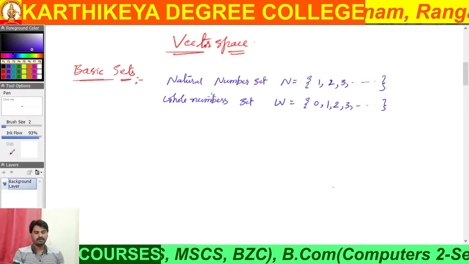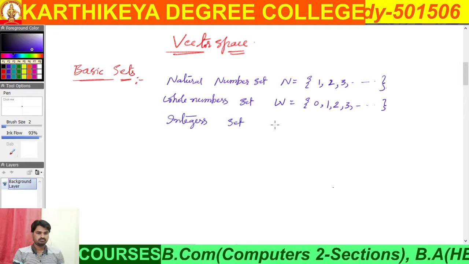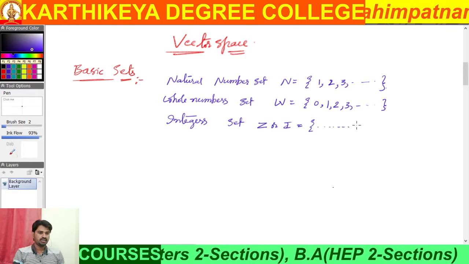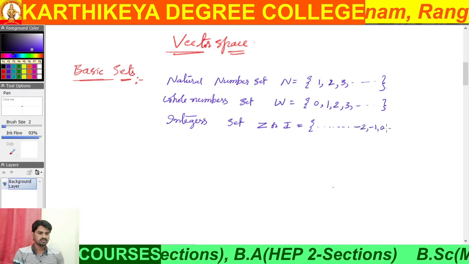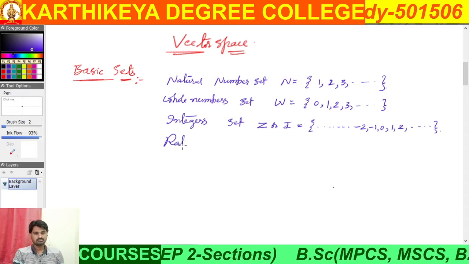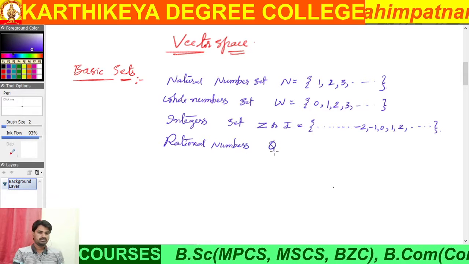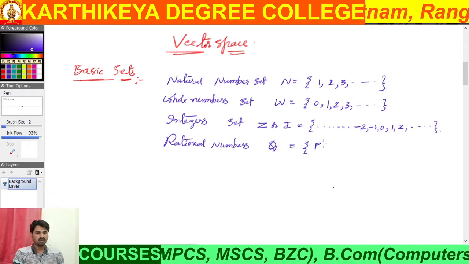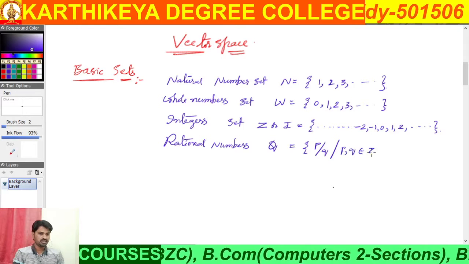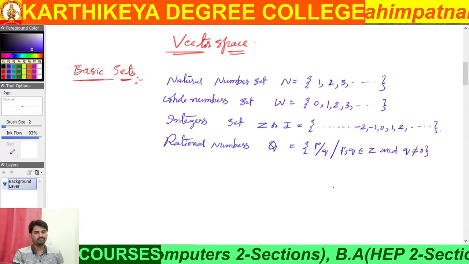Next one, integers. The integers set is denoted by Z or I. They contain the negative values and positive values, that is, -2, -1, 0, 1, 2 and so on. Next one, rational numbers. This is denoted by Q. That means they are all of the form p by q, where p, q are integers, and one more thing is the denominator we have taken will not be 0. Okay, this is about the rational numbers.